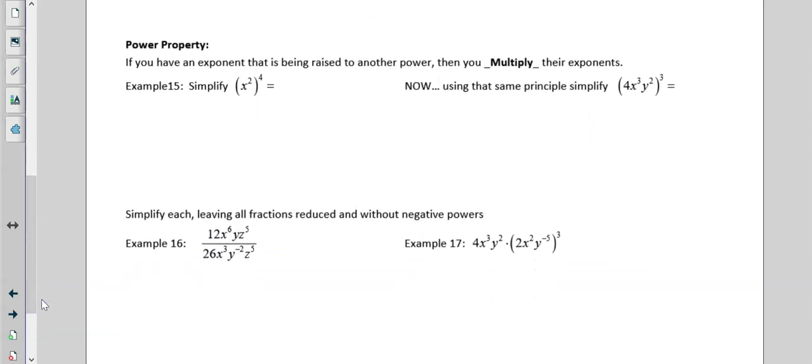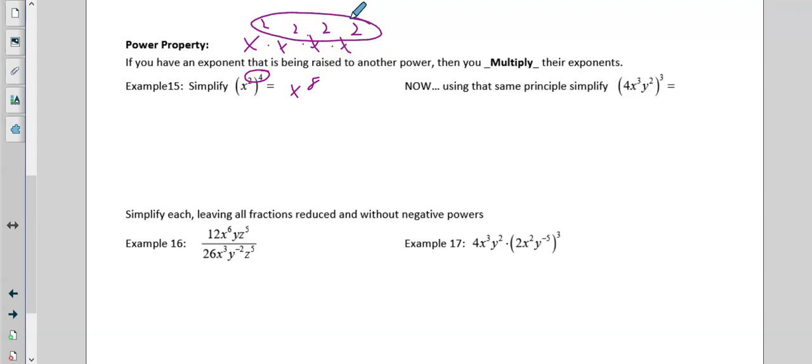All right, power. When you raise a power to another power, you multiply. So this is going to be x squared to the fourth is x to the eighth. And the reason that is, is because we really have this 4 times. Well, with the previous rule, when we're multiplying, we add the exponents: 2, 4, 6, 8. There we go.